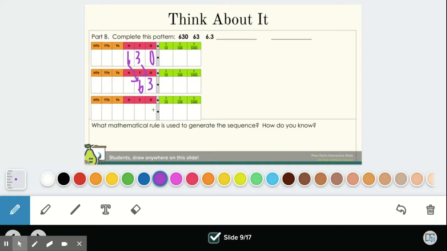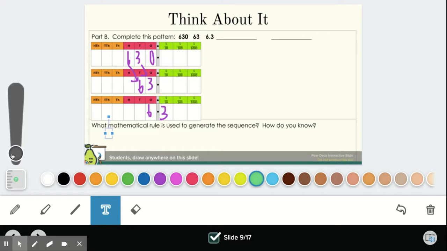But once we get to this 6 3/10, we could see from here to here, the 6 shifted 2 times to the right. So to get from 630 to 6 3/10 would be dividing by 100, or 10 to the power of 2. So just writing the answer to this question at the bottom. What mathematical rule is used to generate the sequence? How do you know?